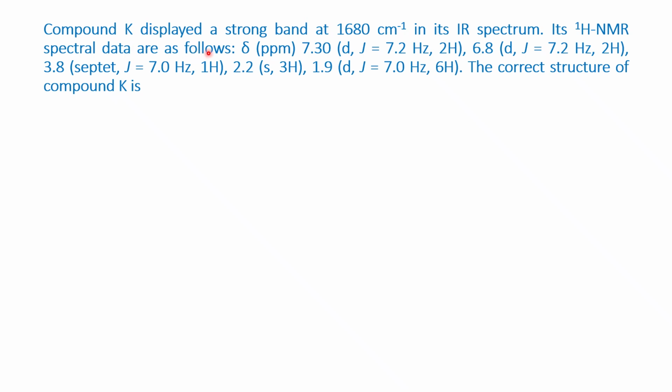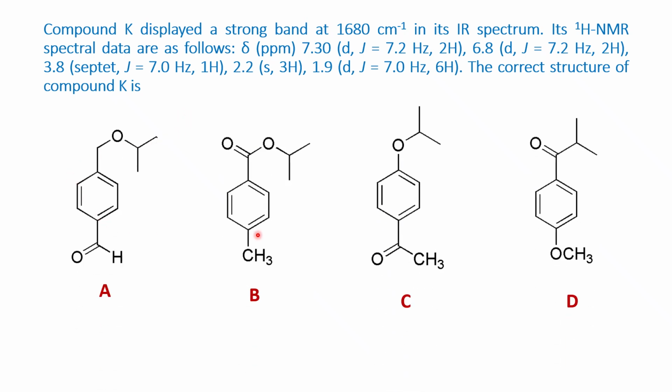A compound K displayed a strong band at 1680 centimeter inverse in its IR spectrum. Its proton NMR spectral data are as follows. The correct structure of the compound is. So in this particular question, an IR data is given and then a set of chemical shift values of the compound is given, and they are asking us to interpret the compound. So here we have four different compounds given to us, and we have to match these data with these compounds and then find out which of these options are the correct options for this particular question.